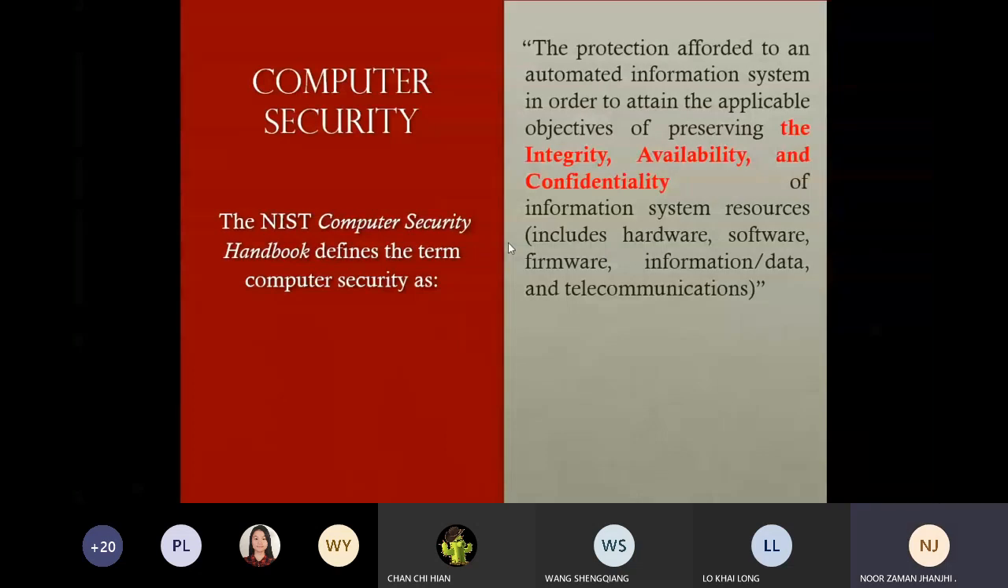You can see from here: the protection afforded to an automated information system in order to attain the applicable objectives of preserving the integrity, availability, and confidentiality, which includes what? Hardware, software, firmware, information, and telecommunication. This definition is not complete with respect to the current era, but it was complete when it was presented.